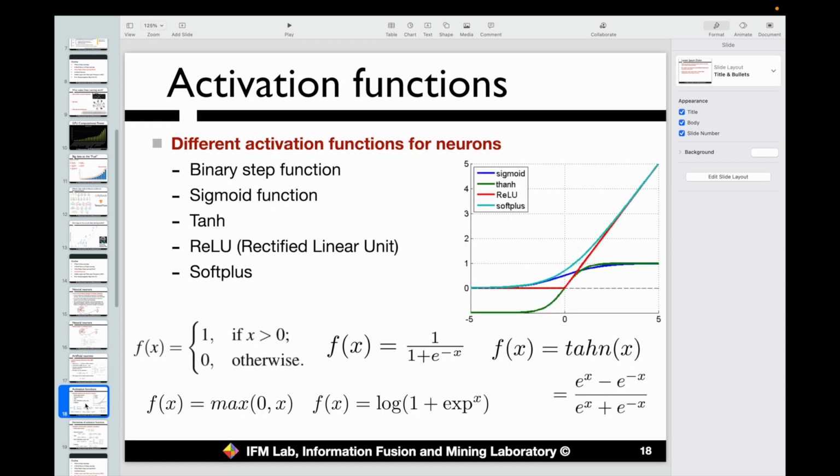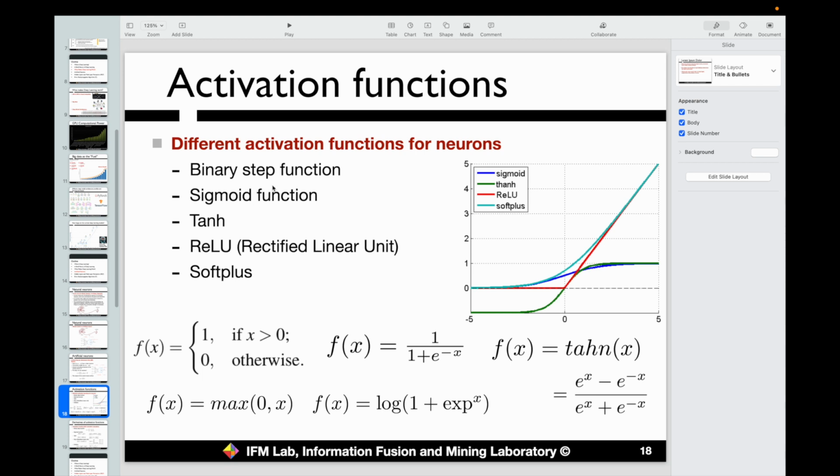In the following page, we provide you with some examples of the activation functions we can use. So we can use different activation functions for the neurons. Some examples include the binary step function, the sigmoid function, the tangent function, the ReLU function, as well as the softplus function. We'll provide you with detailed information for these functions in this page.